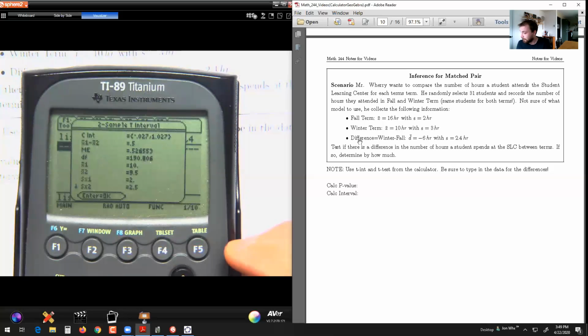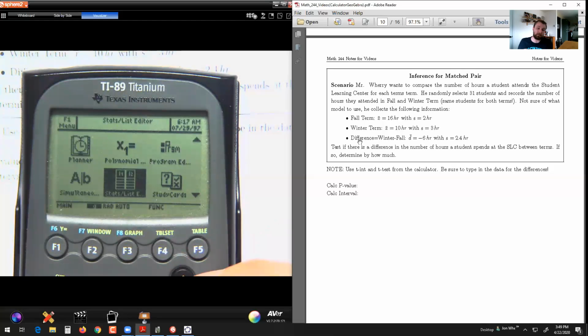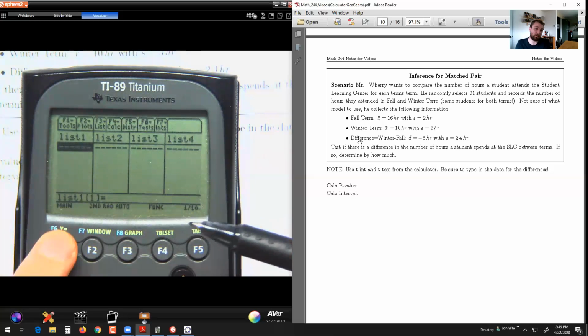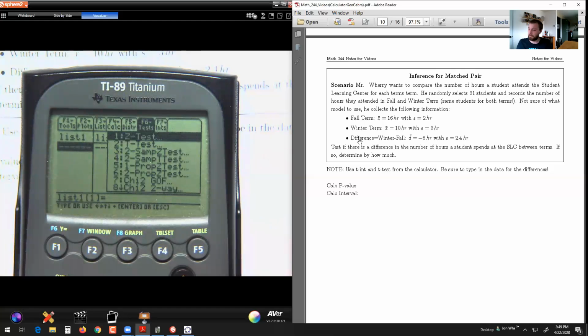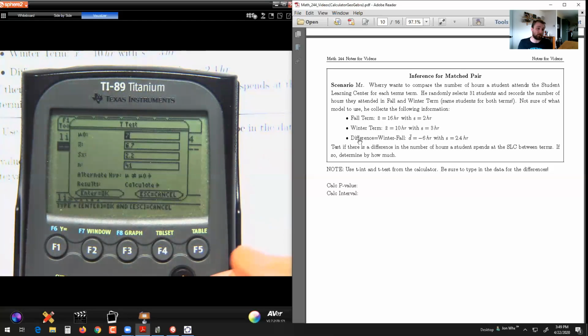So in the TI-89, I'm going into apps and then stat list editor. And if I want to do the test, my tests are up here at F6. I'm going to go second F6. And I'm working with just one single variable here. That single variable is difference. And I have summary statistics, so I'll choose statistics.